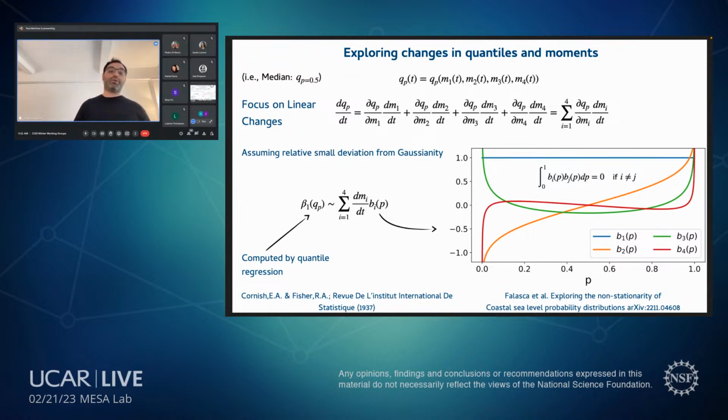So we obtain a simple formula where we have on the left side the computed quantile regressions. These are the slopes and quantiles I showed you before. And on the right side, you have these polynomials that we also have. The only unknown is these changes in moments. So you can fit these changes in moments by a simple linear regression using this polynomial basis.